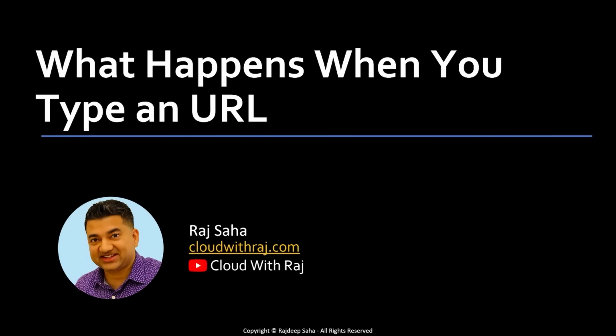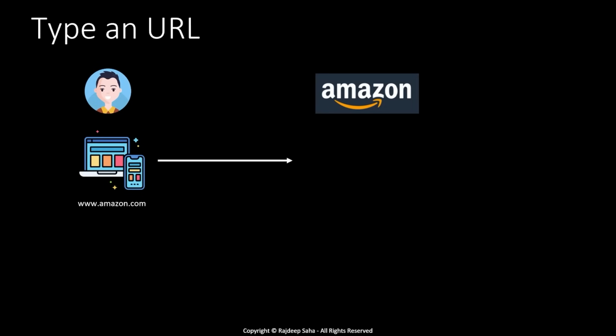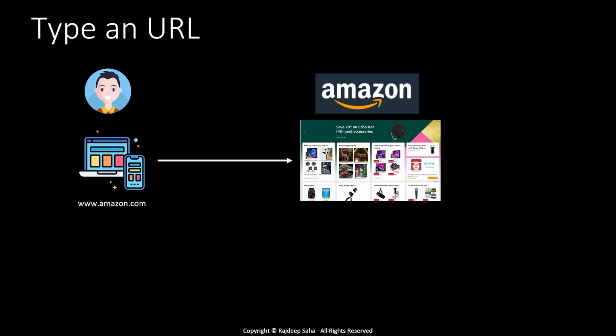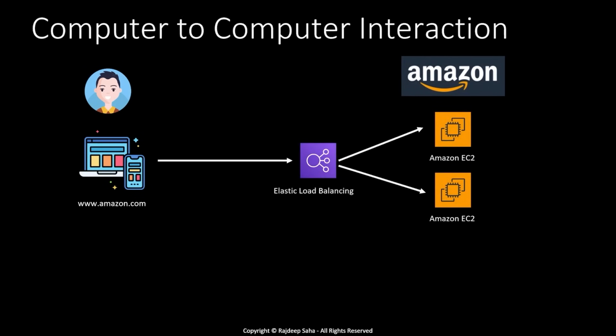One of the most popular interview questions is, what happens when you type a URL? Let's find out. So obviously, when you type a URL like www.amazon.com, you see the website on your computer or your mobile phone. The interviewer wants to know what happens under the hood so that you can see this website. At the end of the day, everything is a computer-to-computer interaction.